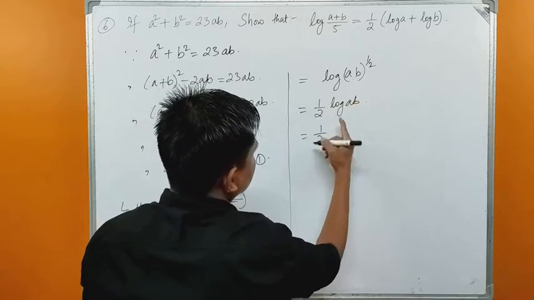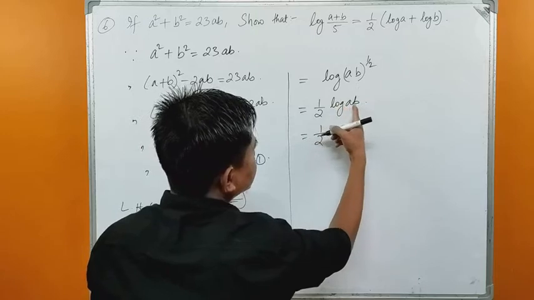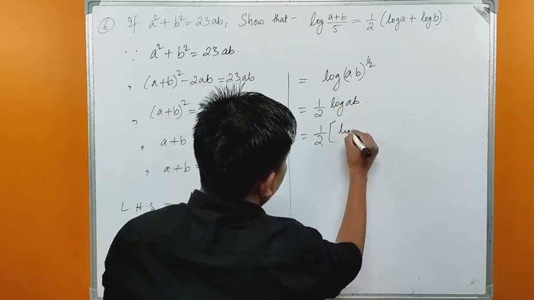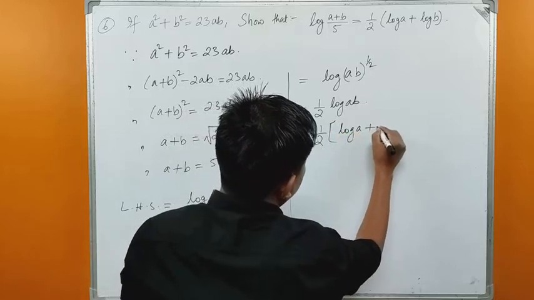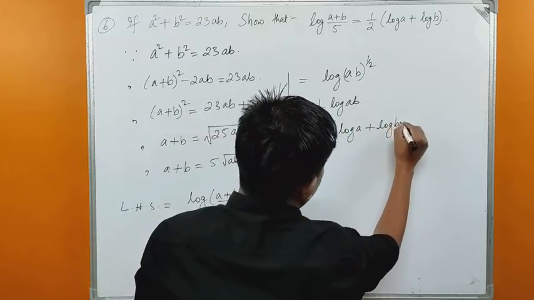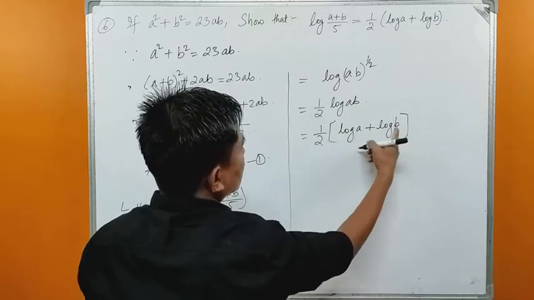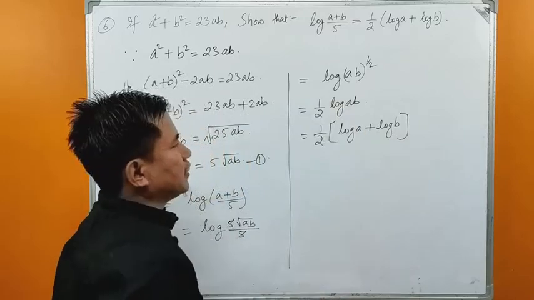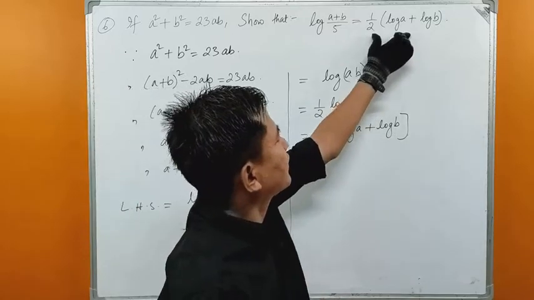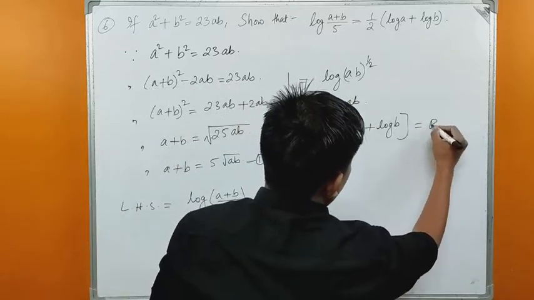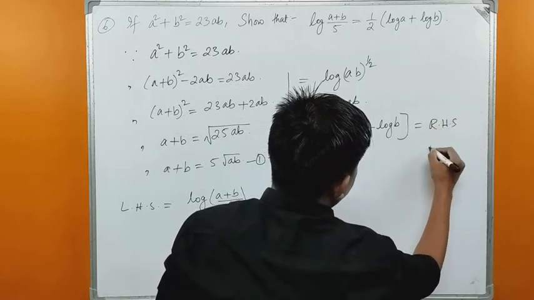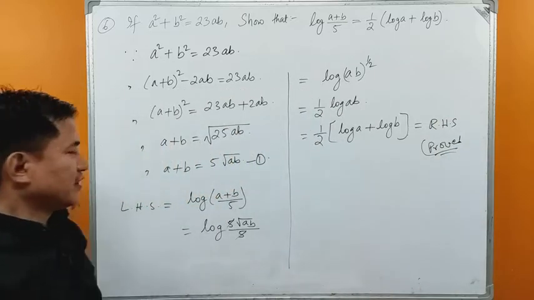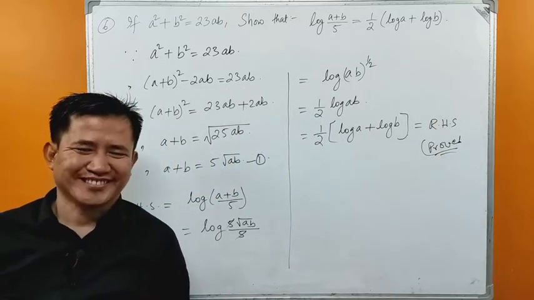So 1 upon 2 log ab, where ab means a into b. So log of a into b can be written as log a plus log b, isn't it? So log a plus log b is actually log a into b, that is log ab, isn't it? So this is what we have in the right hand side, equals RHS, hence proved. Okay, so I hope you got this. Now let us do the next question.